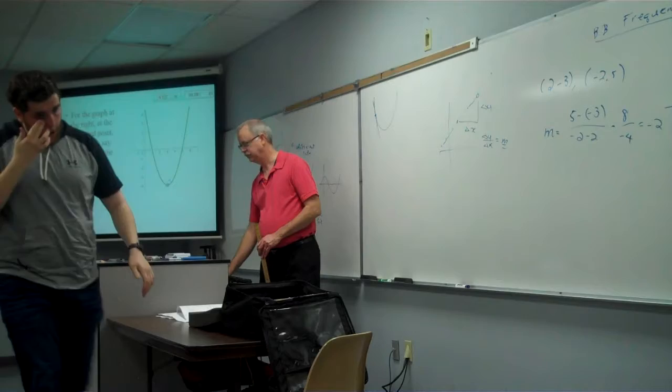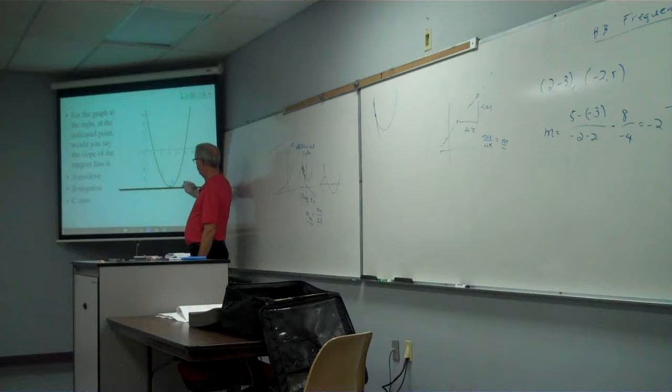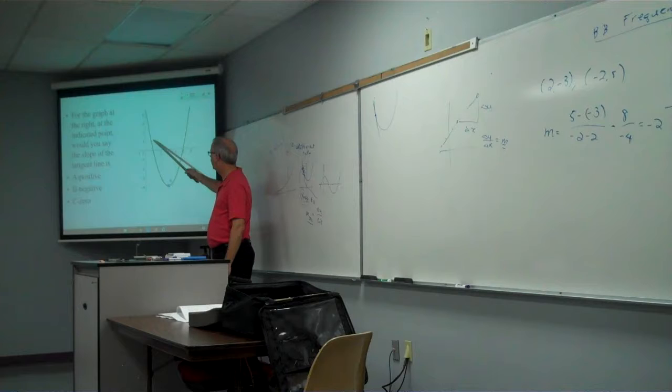Said the slope would be zero. And here's a case where I'm coming around here. Right at that instant, it looks like the slope of the tangent line is zero. It's a horizontal tangent line. And in fact, as we look at this, notice this graph is coming down, levels off, and goes back up.